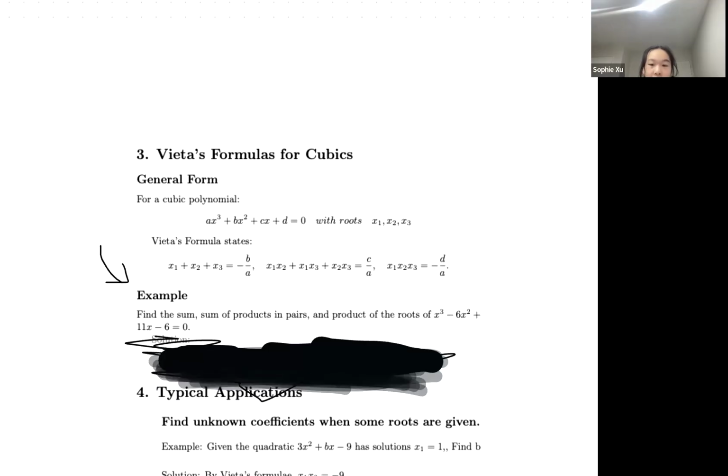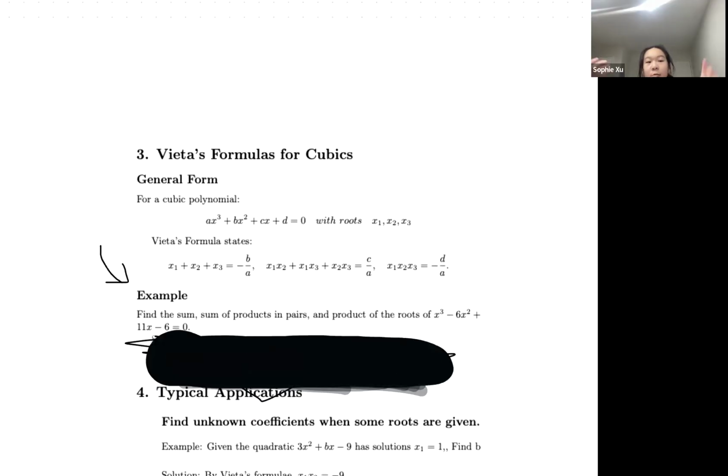Okay, does anyone have a solution? Just put it in the chat. Just go, for example, sum equals blah blah blah. Sum of products in pairs equals blah, and the product of the roots. Yeah.